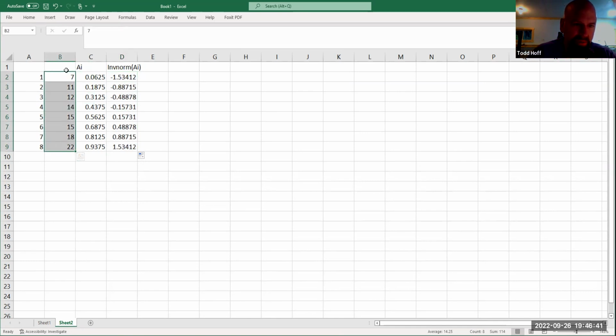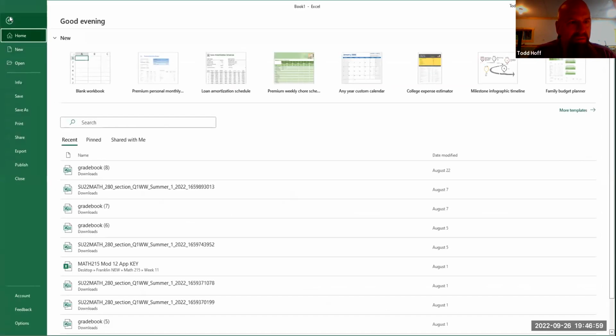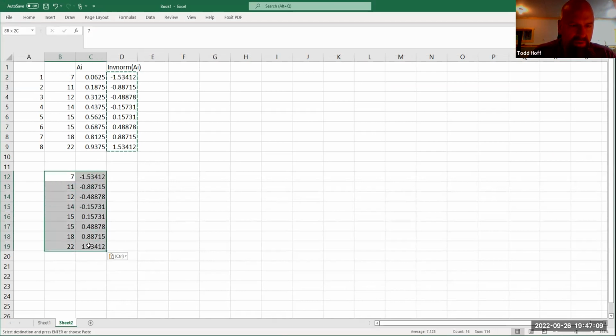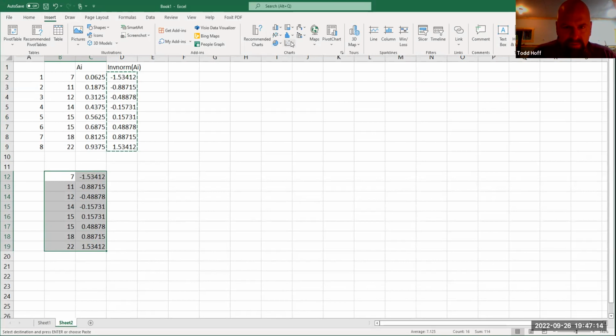So now what I want to do is take these values here, copy and paste them, put them here. And then I'm going to take these values and copy and paste them. Now I have to be careful that I paste special here, so I paste just the values, not the formulas. And then I'm just going to graph these. So I'm going to do a scatter plot with just those points.